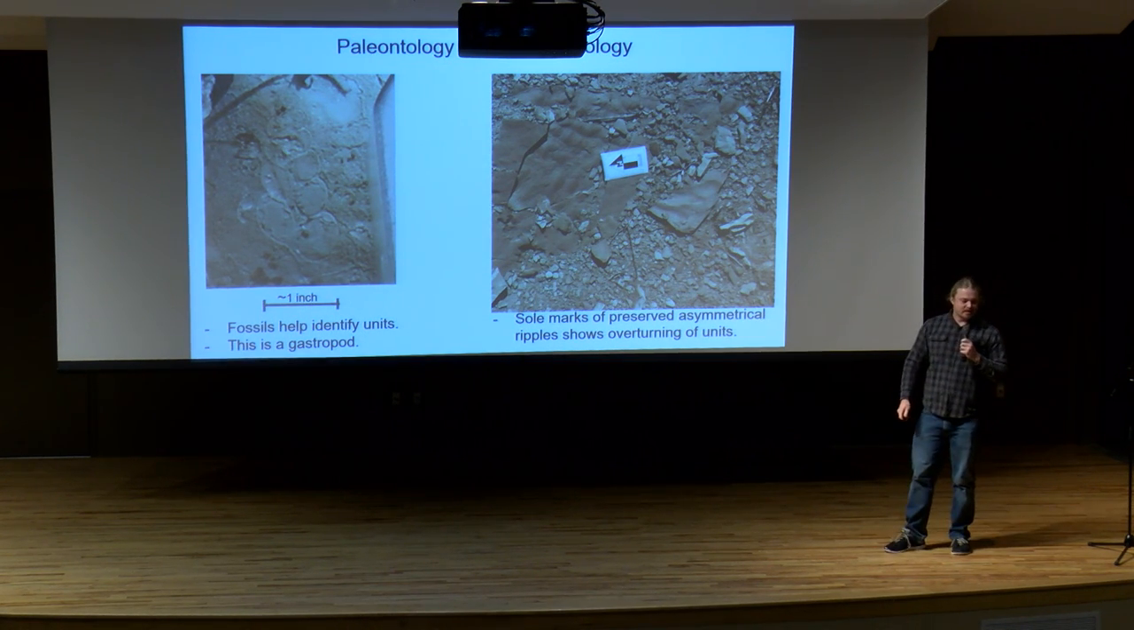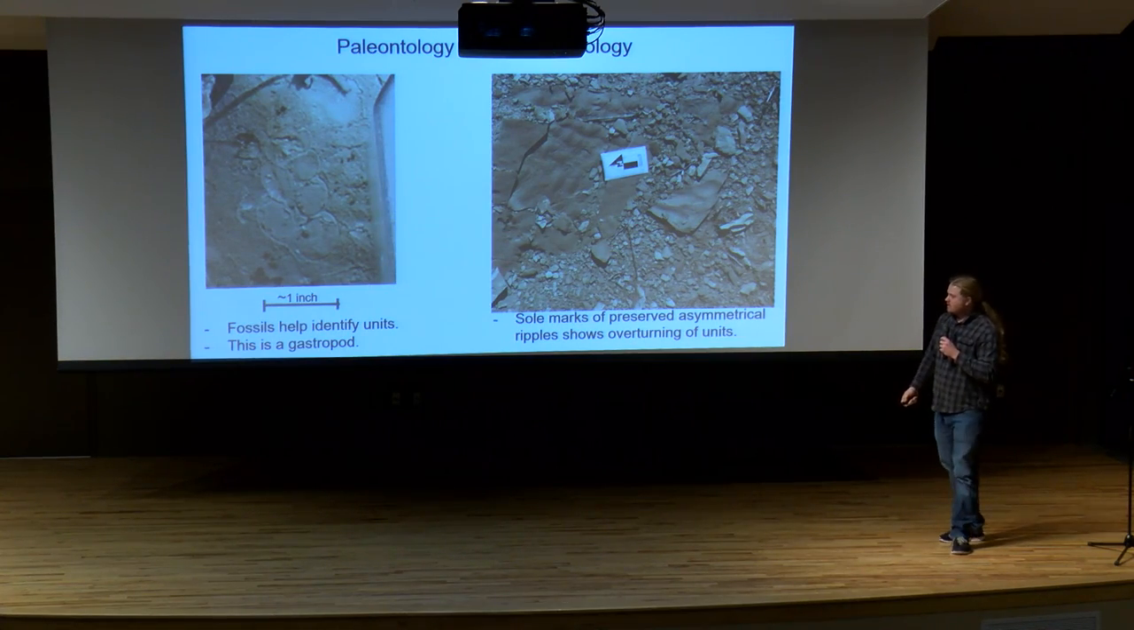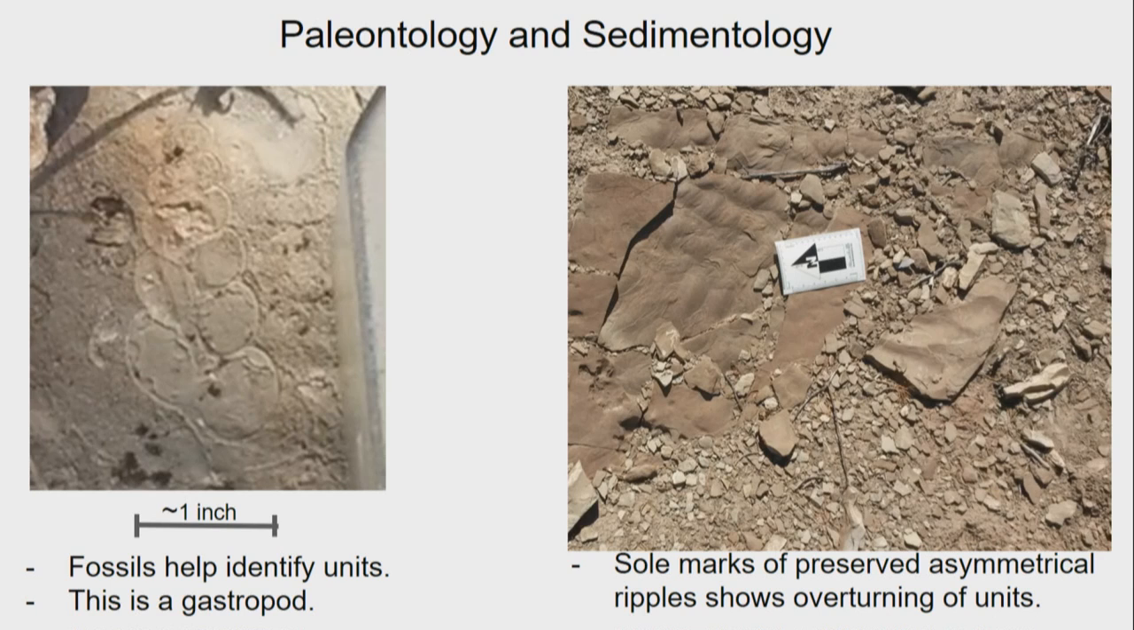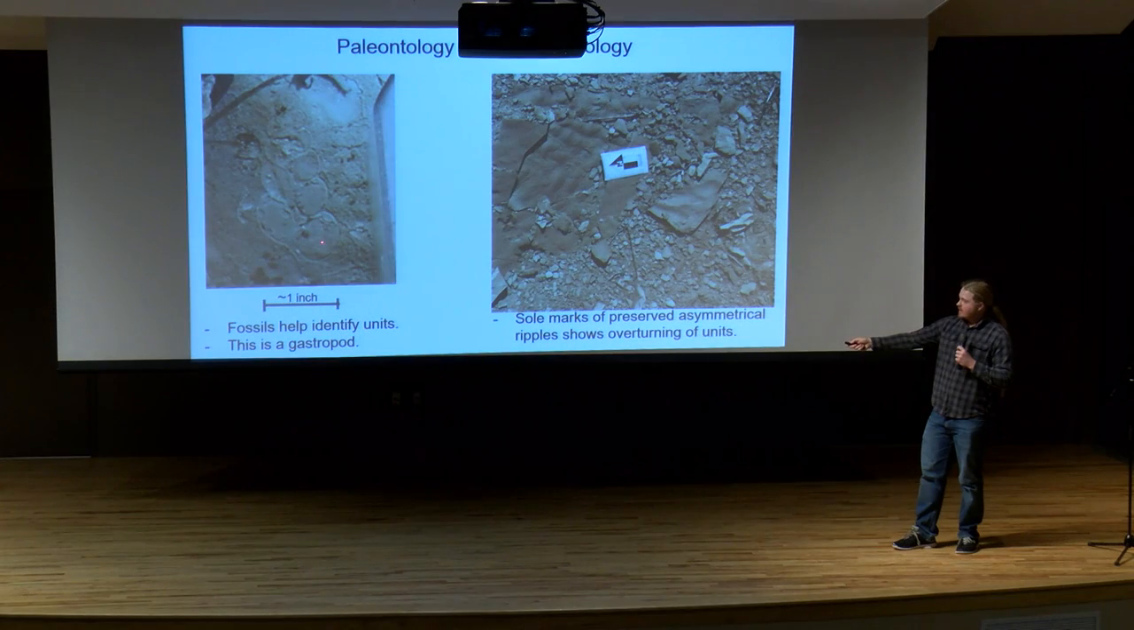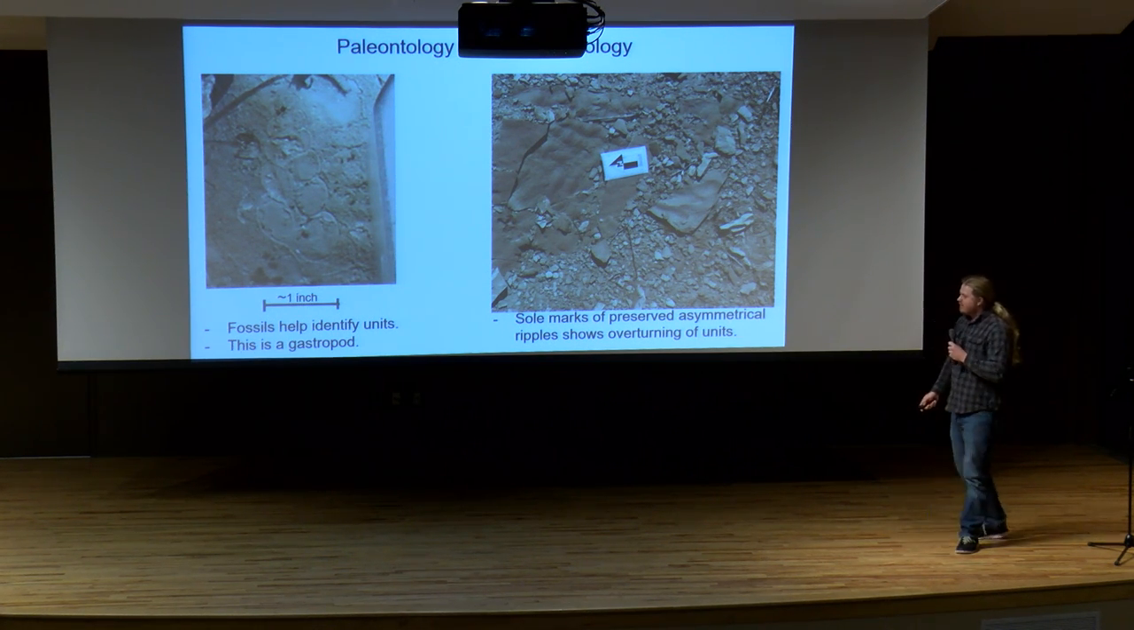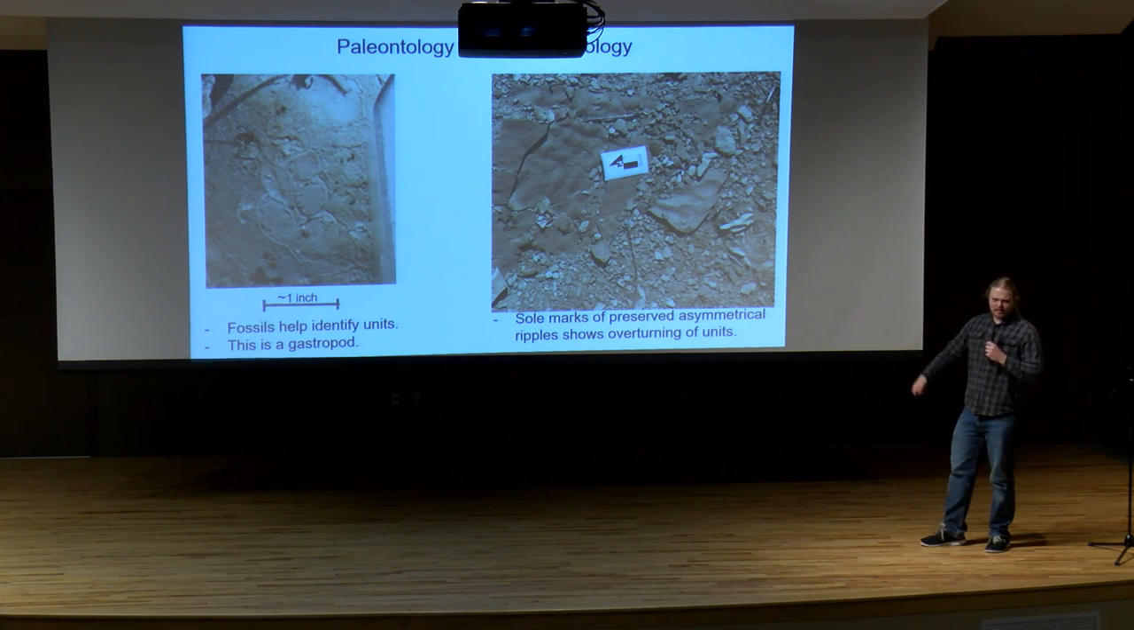So some of the information that we were looking for was paleontology and sedimentology. For paleontology, as an example, you can't always identify units easily. And when you're mapping geologically, you need to be able to identify these units. So if you can find unique fossil assemblages within these units, that can help you to do that identification. So this right here is a picture of a gastropod, kind of like a twisted up snail. It might be a little bit hard to see, but if you follow my laser there, it's basically that kind of shape. Yeah, that's a gastropod. That helped us to identify one of the units.